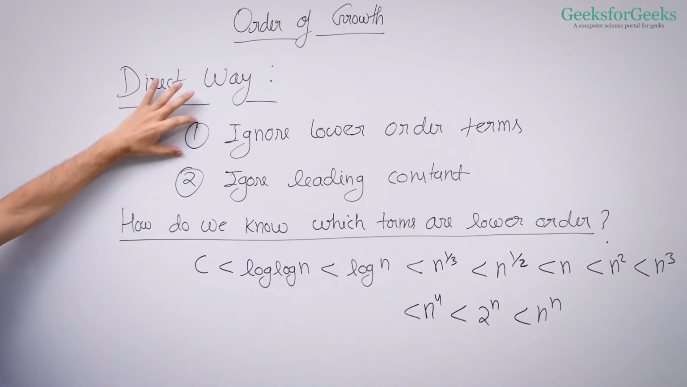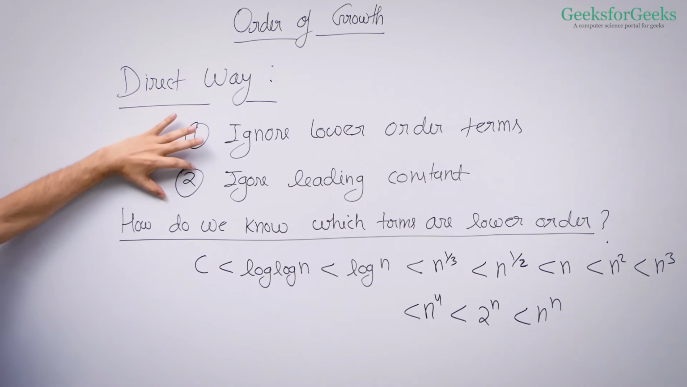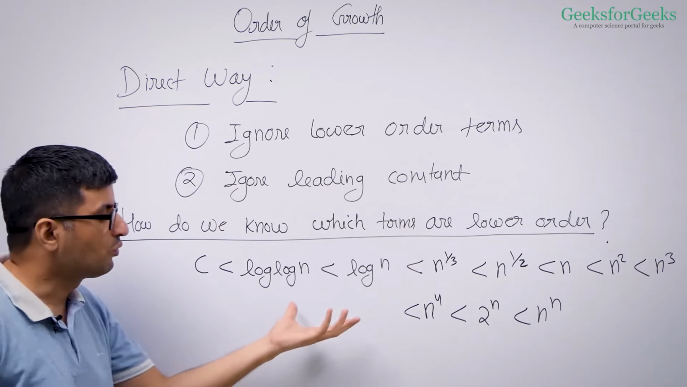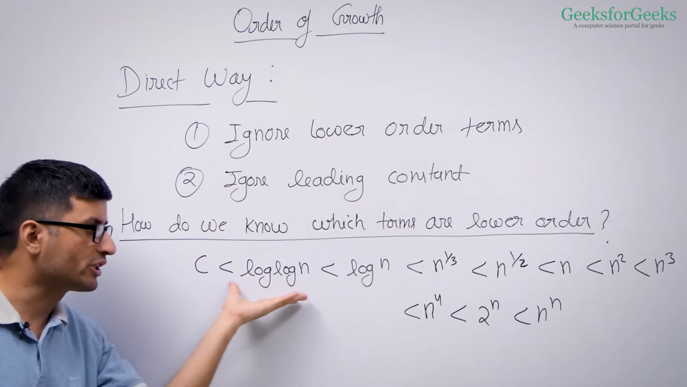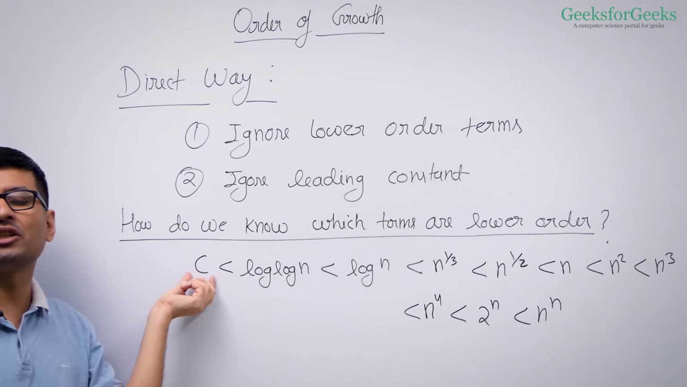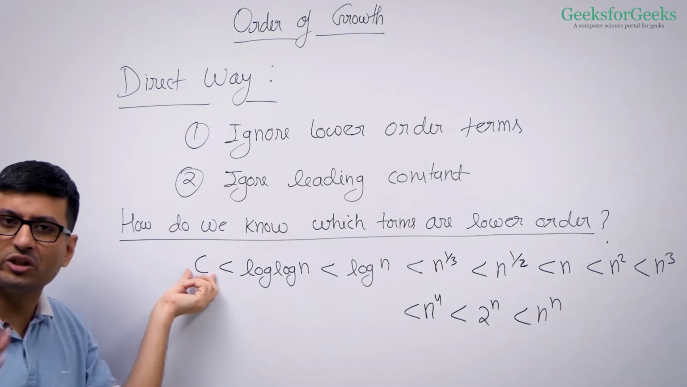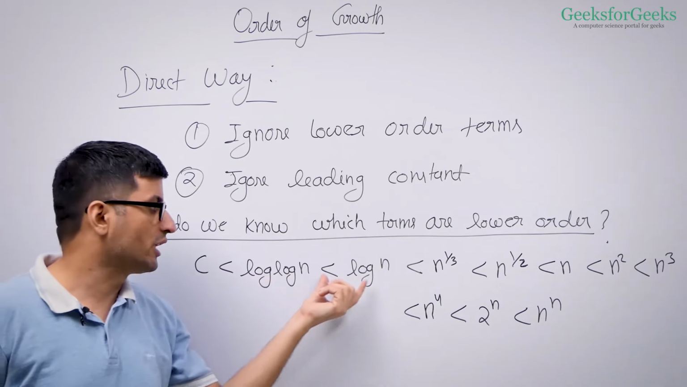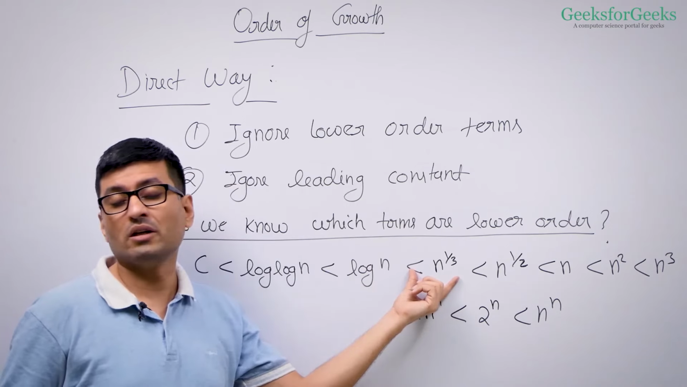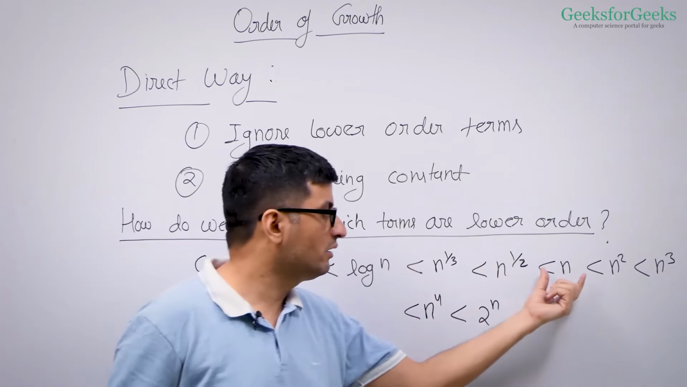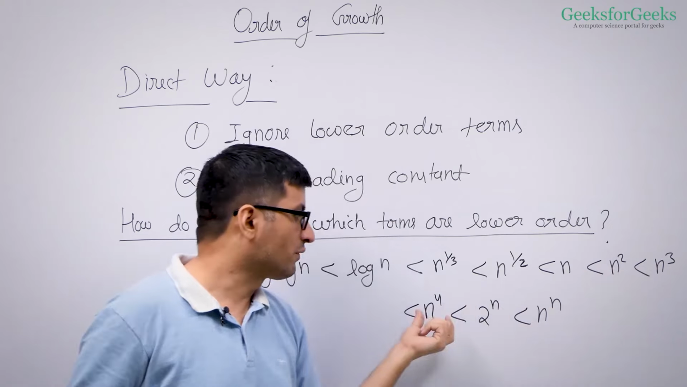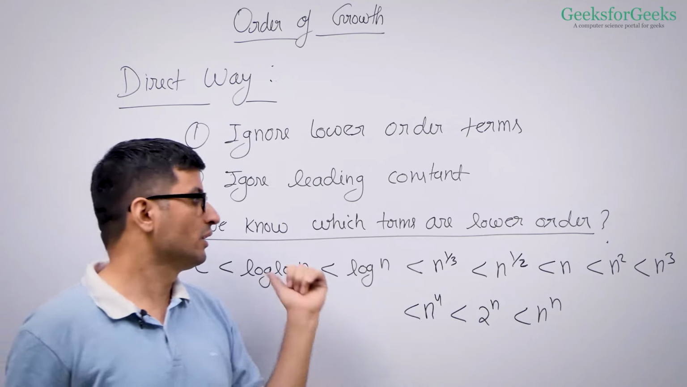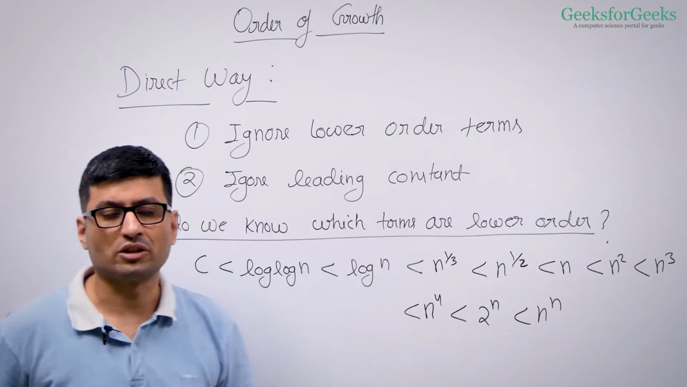Given a function, we ignore the lower order terms, we ignore the leading constants. Now, how do we decide which terms are lower order terms? We must remember this: constant is the lowest growing thing. It never actually grows, it remains constant. Log n grows faster than constant, then n raised to the power 1 by 3, n half, then n square, n cube, n4, 2 raised to the power n, n raised to the power n. These are the commonly seen terms in algorithms.